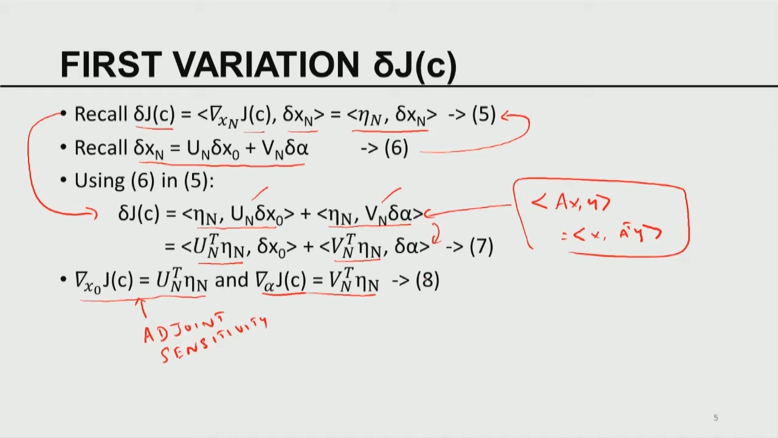So from 8, we now know how the gradients of the J function with respect to X naught and alpha are structured. You can readily see the sensitivity is the product of UN transpose and eta n. What is eta n? Eta n is the normalized forecast error viewed from the model space. I'm sorry, not the model error, I misspoke. You are going to multiply that by the transpose of the forward sensitivity. So the adjoint sensitivity is the product of the transpose of the forward sensitivity times the forecast error. Likewise, the adjoint sensitivity with respect to the parameter is also the product of the transpose of the forward sensitivity times the forecast error.